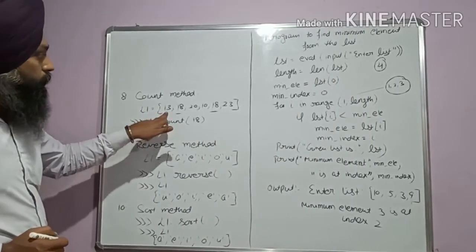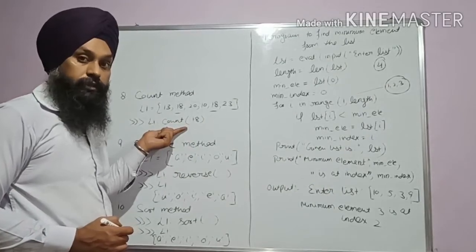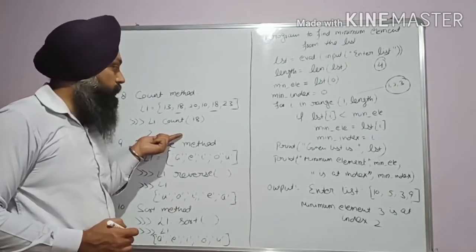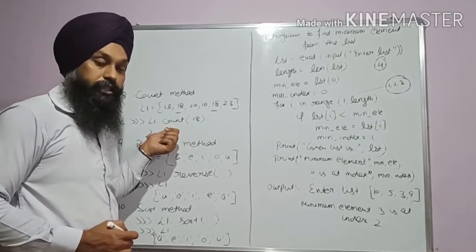If the element is not present in the list, then the count method will give us 0, because the element is not in the list.